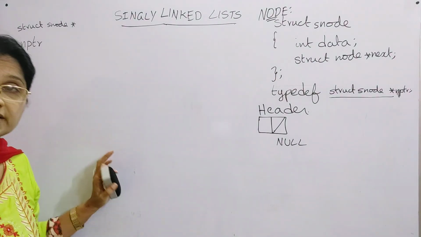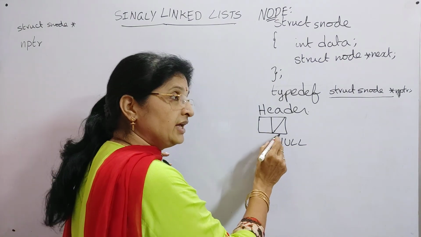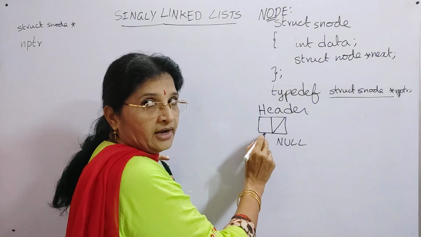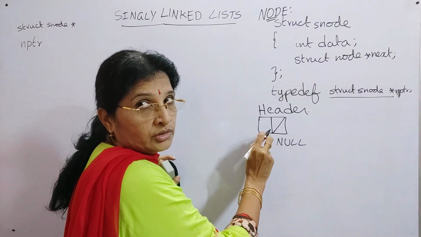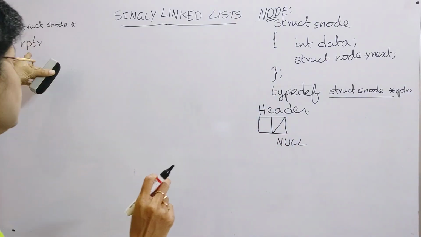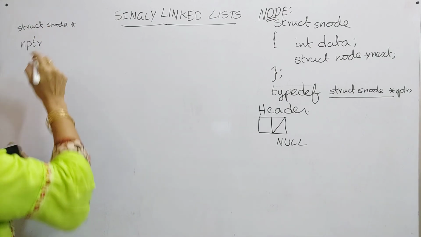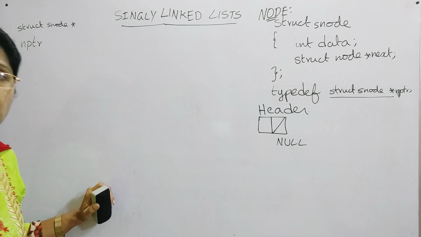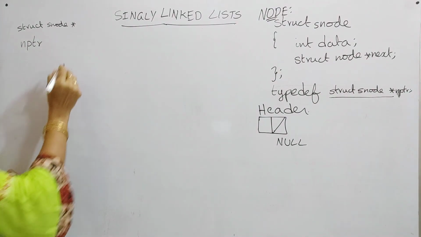Why are we giving it as the return type? Because here it will create a node, that is your header, and it will return the address of this particular node. So that's why we get the pointer as struct node pointer. Next, we have to give the function name. What is the function name here? It is create header.